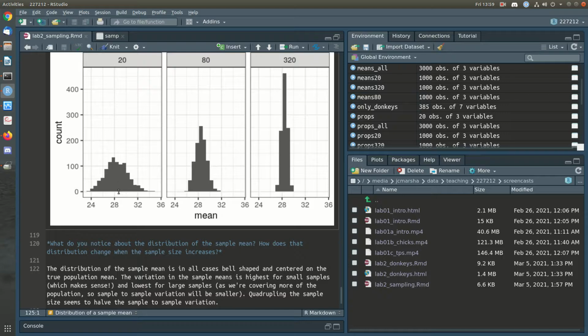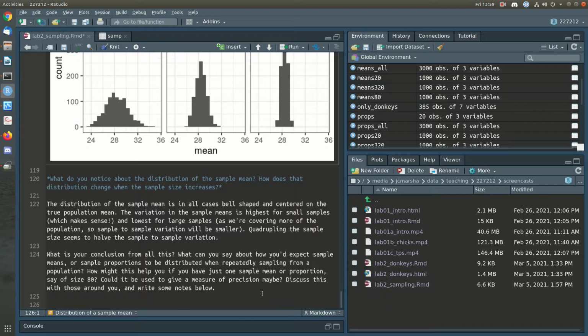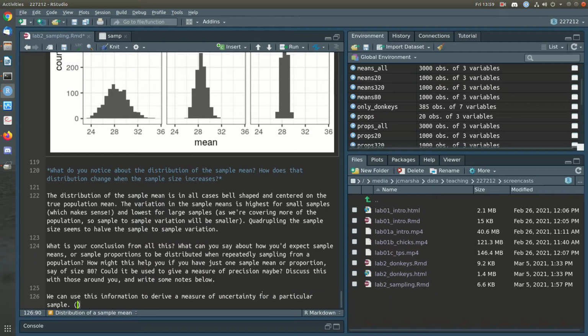But because we don't know whether we're actually in the right ballpark or whether we're too low or too high, we're going to add some uncertainty. The amount of uncertainty we add is going to depend on the sample size. As we go to a larger sample size, we can get away with adding less uncertainty, because we're still capturing the sample-to-sample variation. So we can use this information to derive a measure of uncertainty, or a measure of precision, for a particular sample.